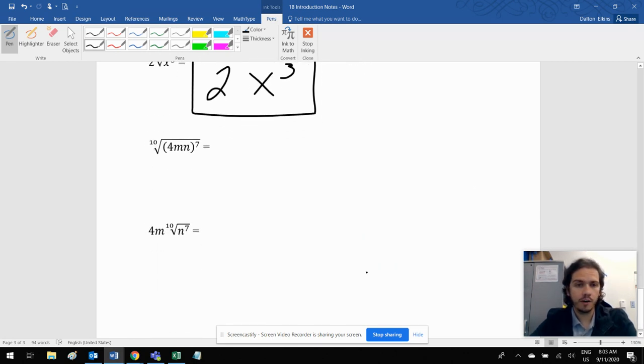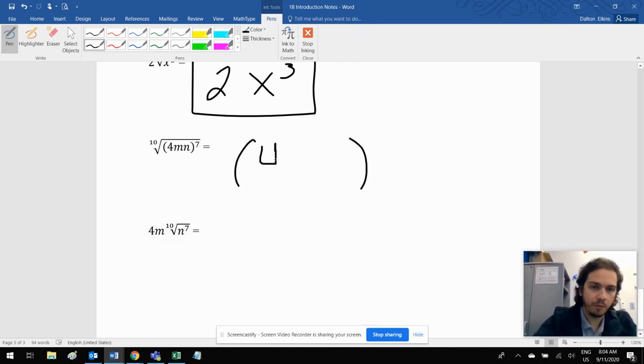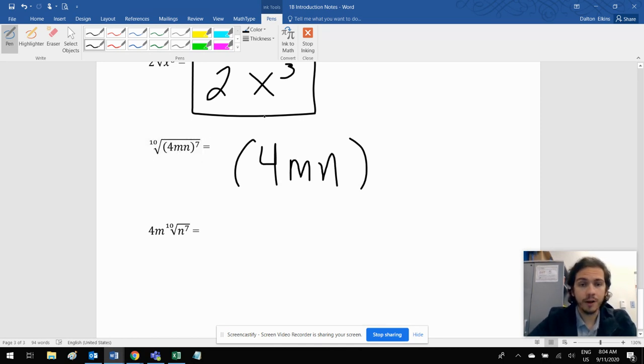So let's look at another example where, again, the problems look somewhat similar. They both use 4mn, and then they have a 7 power and a 10 as a root. So again, I see parentheses, so I'm going to keep those parentheses for the base here. So 4mn, and then I will raise it to the 7th power and divide that 7 by the index or the root, which is 10.